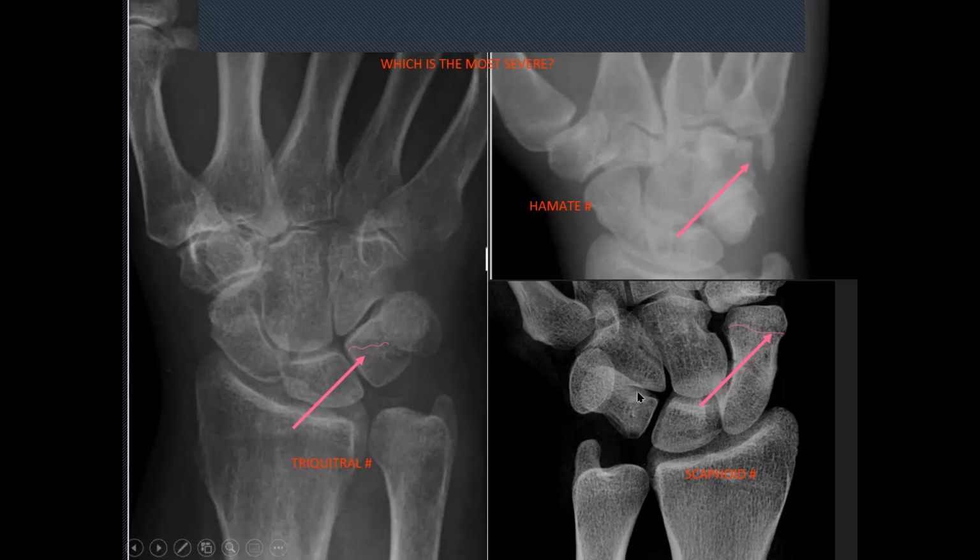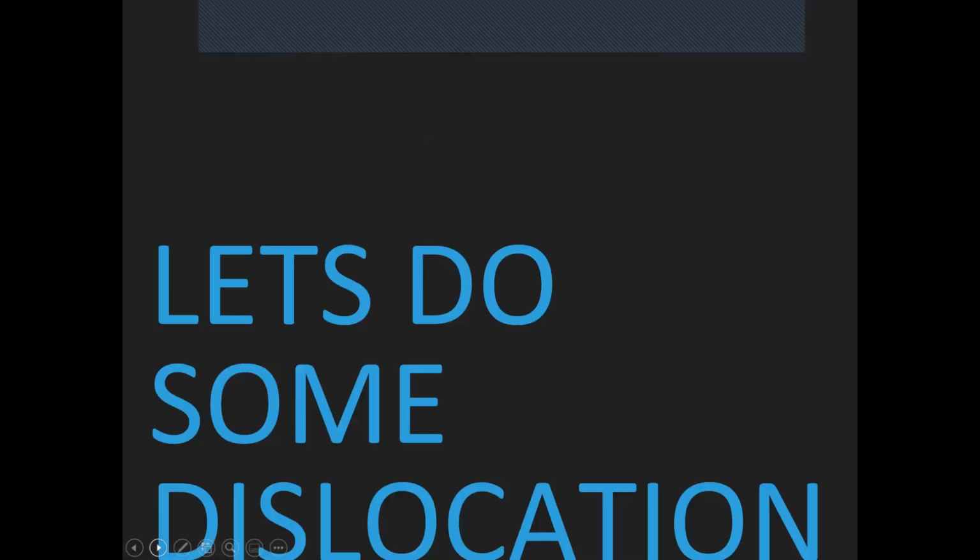Okay, and then of course, if you look through what we were talking about earlier with the arches and things like that, in this one in particular, and even here, you can see the arches are all just a bit messed up, but specifically in this one, it looks quite bad. Okay. Right, so let's look at some dislocations.